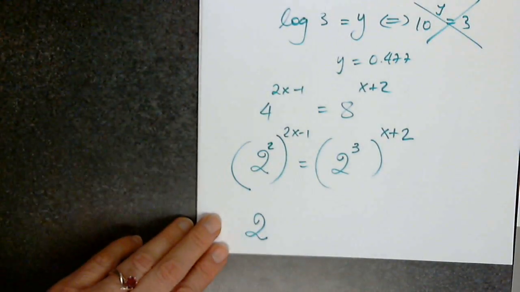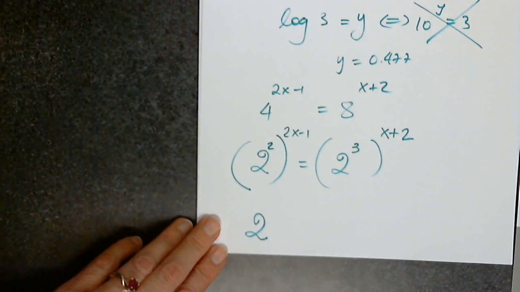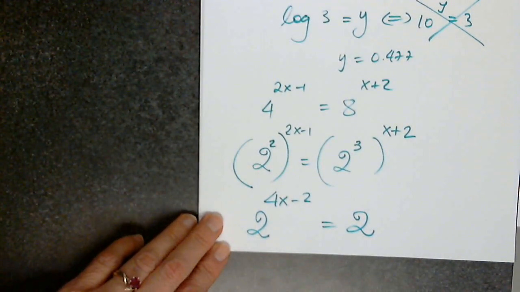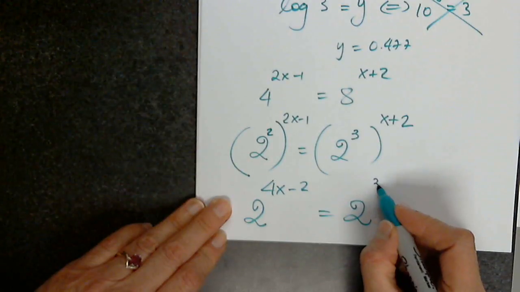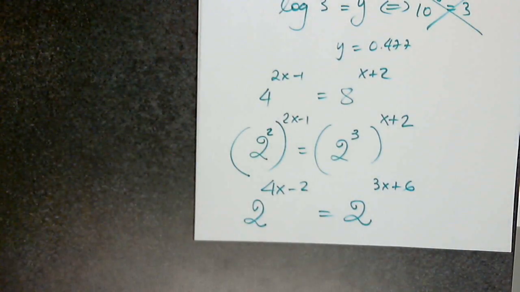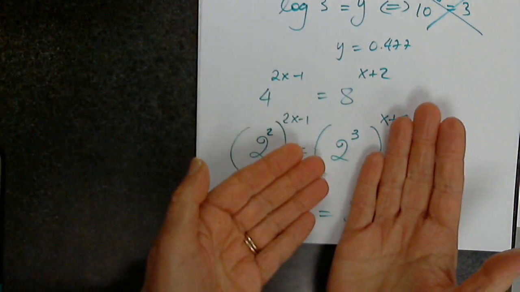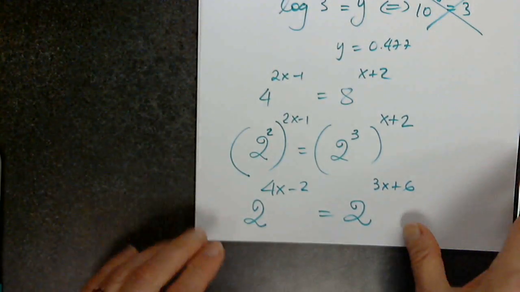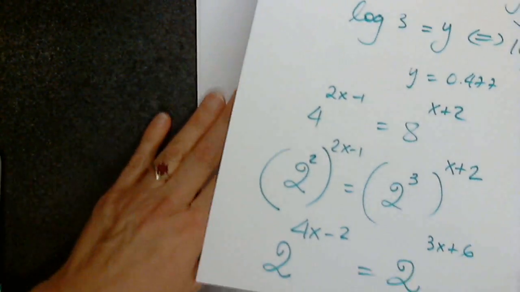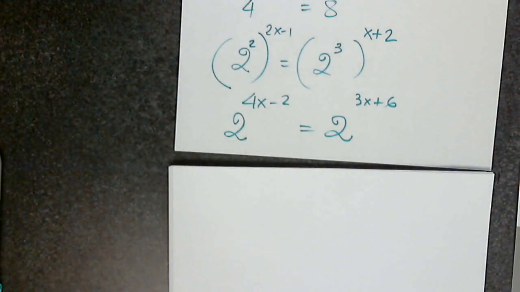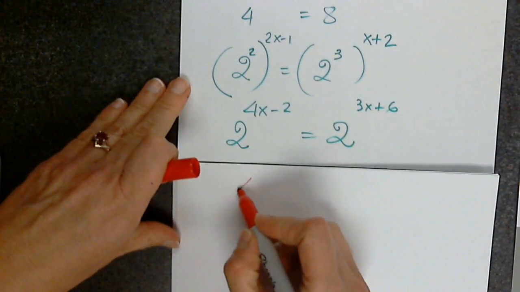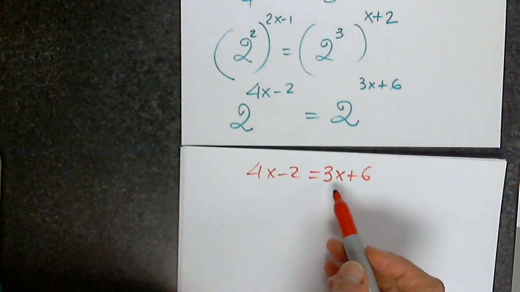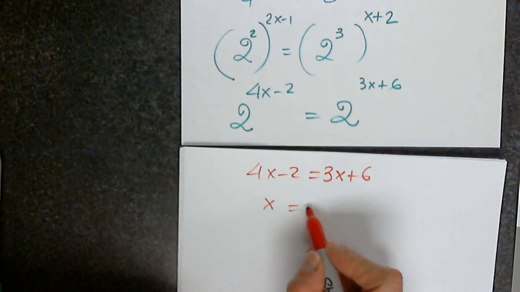Copy the base. What happens with the exponents? 4x minus 2. Copy the base. What happens with the exponents? 3x plus 6. Now, I'm not canceling, I'm not simplifying. I'm saying two numbers are equal and they have the same base. What has to happen for this to have a solution? You will have a solution only if 4x minus 2 equals 3x plus 6. This is linear. I move 3x and I move 2.